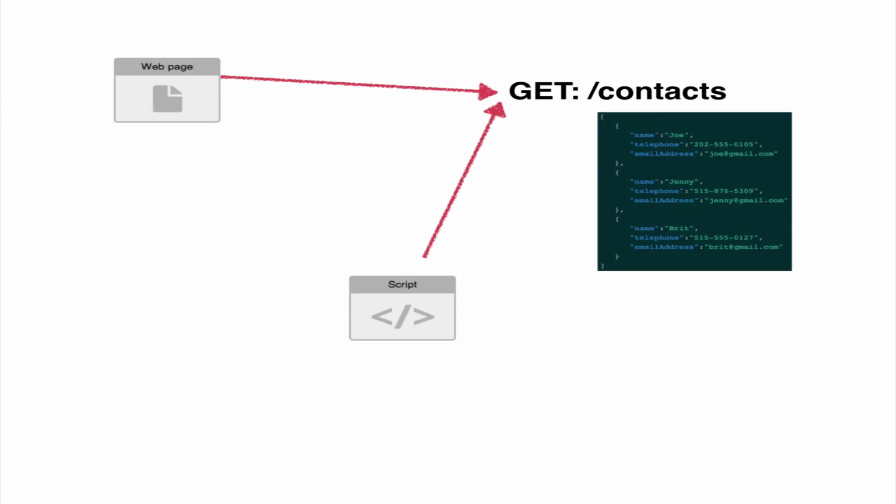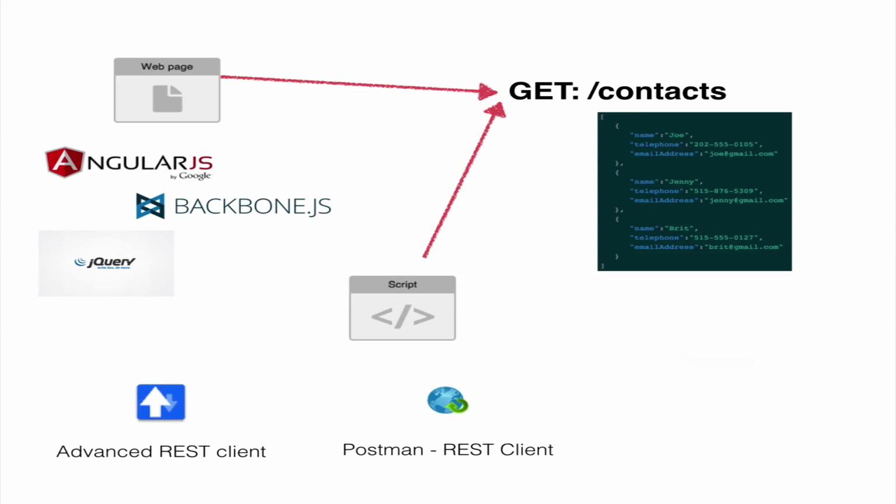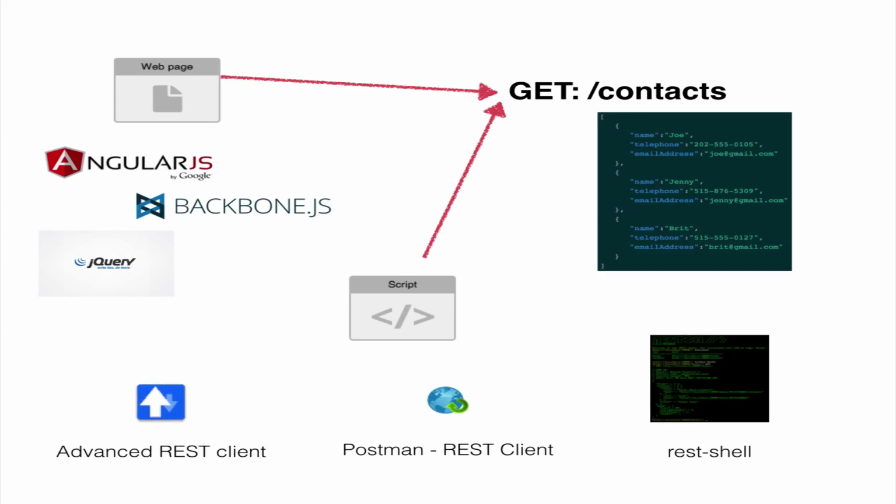One of the first exercises you will encounter while exploring services is how to get JSON from a REST endpoint. There is a variety of client-side JavaScript frameworks such as AngularJS, Backbone, and jQuery that allow you to do this from a web page. If your focus is on backend development, Postman and Advanced REST Client are popular Chrome extensions, while REST Shell is a command line interface for interacting with REST applications.